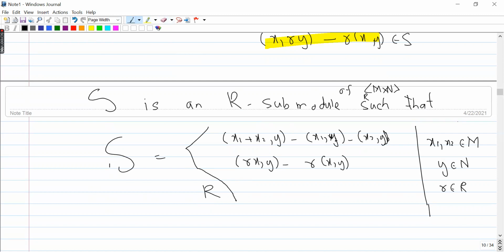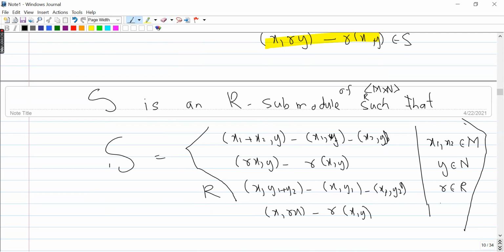here are all the generators, so this is the sign of generation. So it is generated by x comma y1 plus y2 minus x comma y1 minus x comma y2, and x comma rx minus r times, and here again y1, y2 are in N and x is in M. So actually in this way we can define an R submodule S of M cross N.